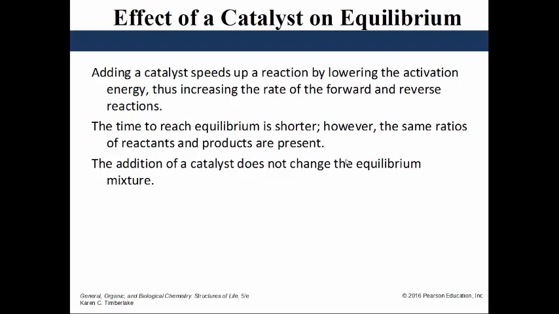Now, catalysts will speed up the reaction by lowering the activation energy. So this will increase the rate of the forward and reverse reactions. So by increasing this rate, the time it takes to reach equilibrium is shorter, but the same ratios of the reactants and products are still there. So the catalyst will increase the rate of the reaction and it will lower the activation energy, but it does not change the equilibrium mixture of products versus reactants.